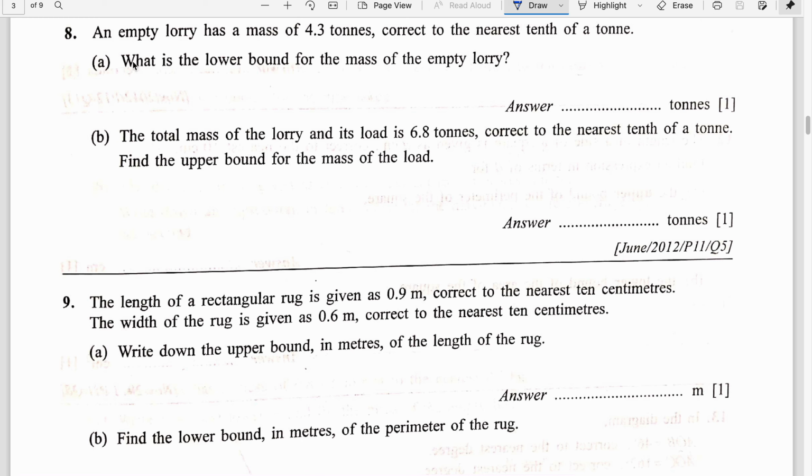Question number 8. An empty lorry has a mass of 4.3 tons correct to the nearest tenth of a ton. What is the lower bound for the mass of empty lorry? Tenth of ton means 0.1. Half of that is 0.05. Lower bound, we need to subtract these two and you get 4.25 tons. Total mass of the lorry and the load is 6.8 tons correct to nearest tenth of a ton. Again, that is plus minus 0.05. Find the upper bound for the mass of the load.